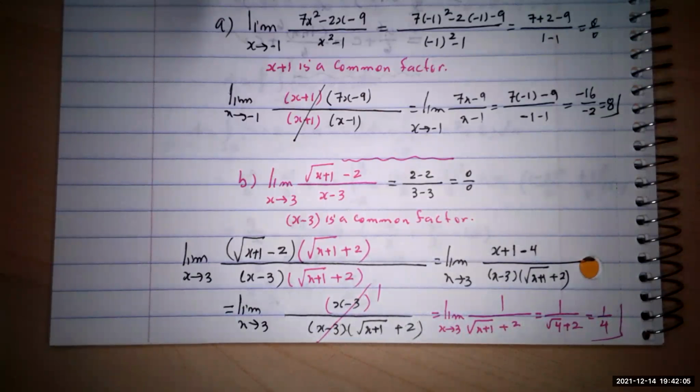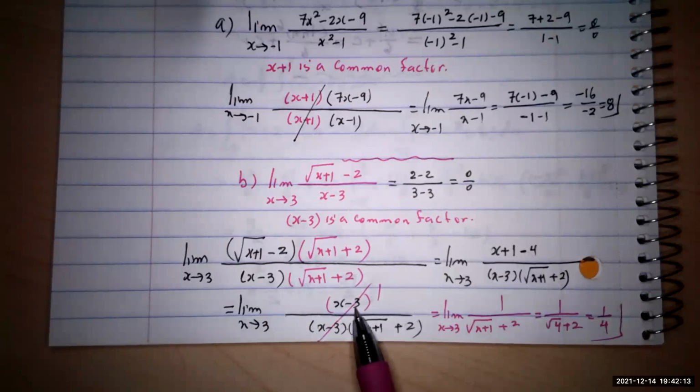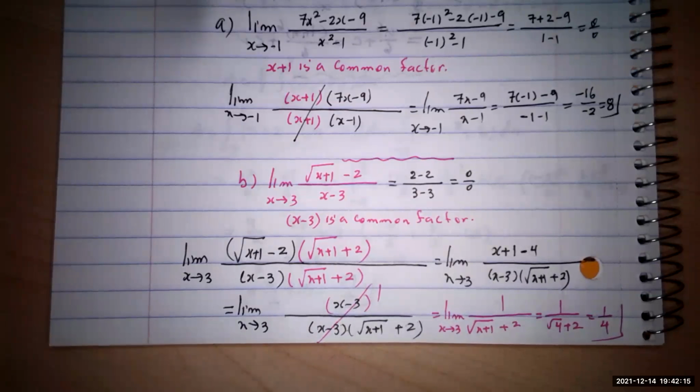How did it go to x minus 3 on the top? We just simplified, see, x plus 1 minus 4. 1 minus 4 would be -3. So that gives you the 1. Okay, any question?